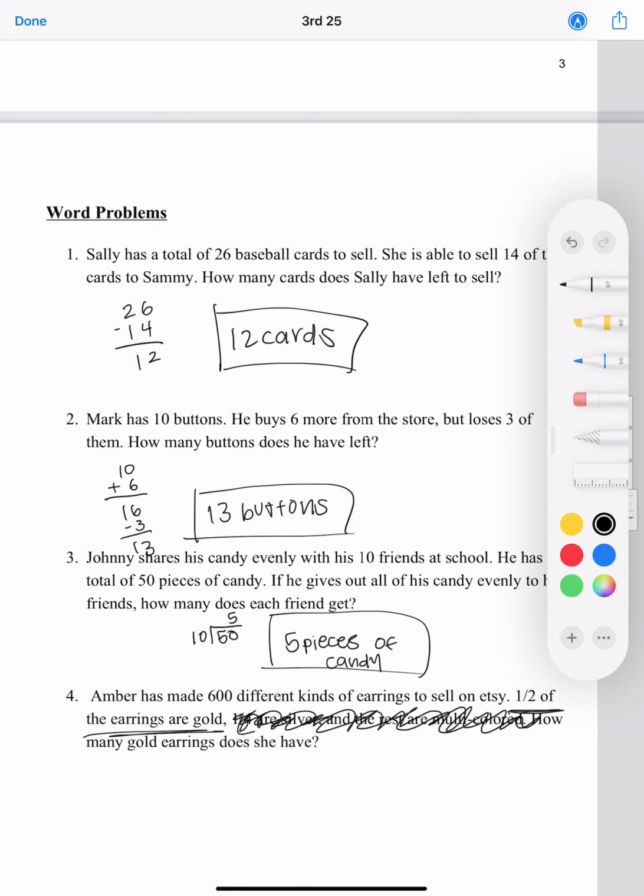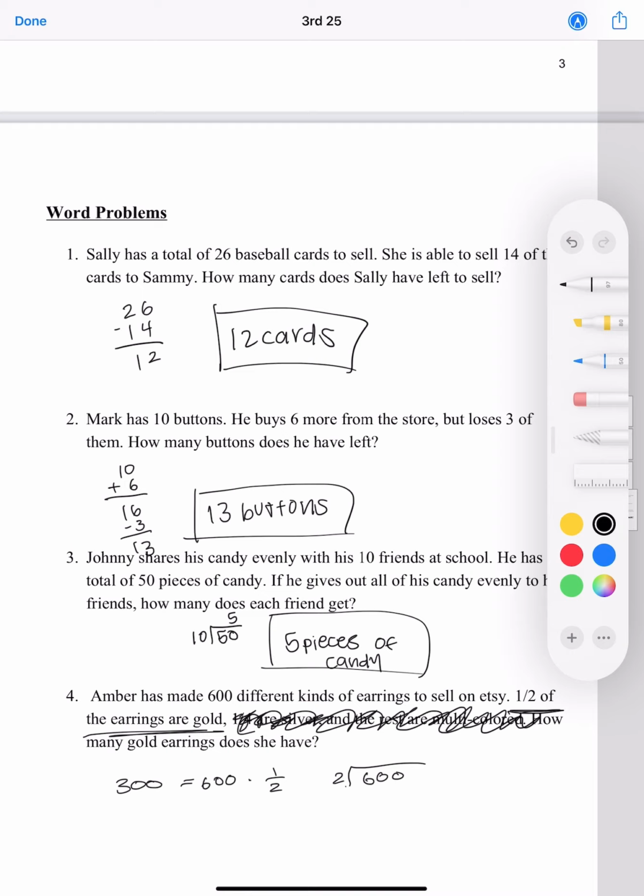So out of the 600, 1/2 of the earrings are gold. So we would divide 600 by 2. Or we can do 600 times 1/2, which is the same thing as doing 600 divided by 2. For both, we get the same answer, and that's 300.